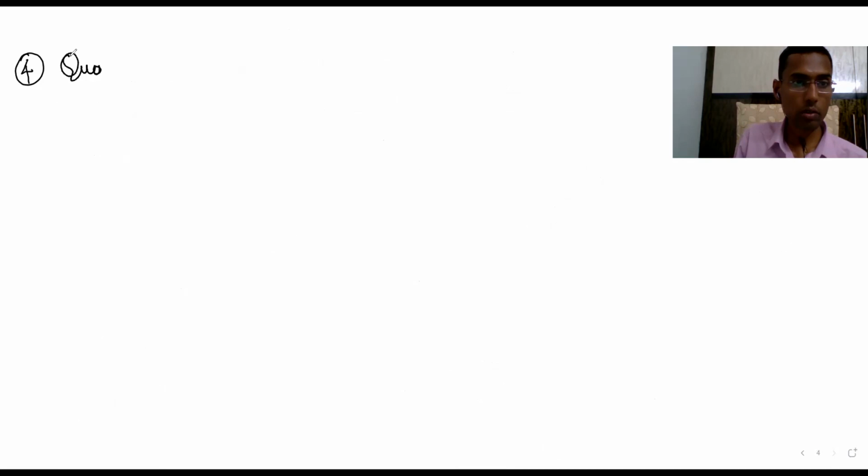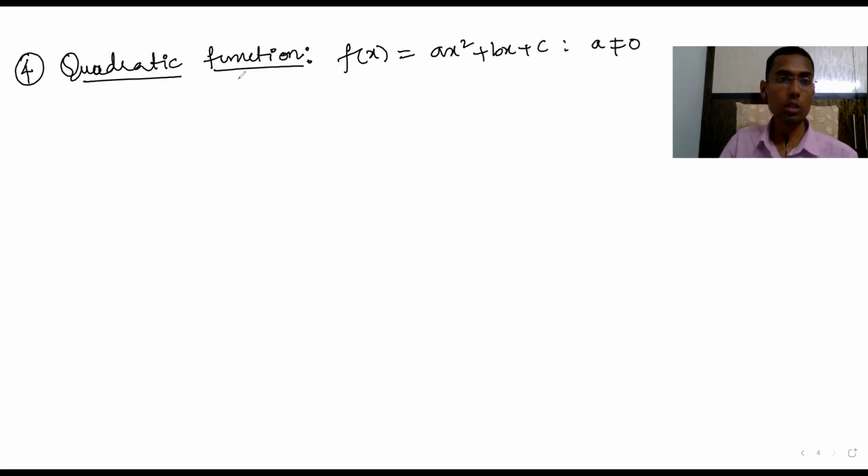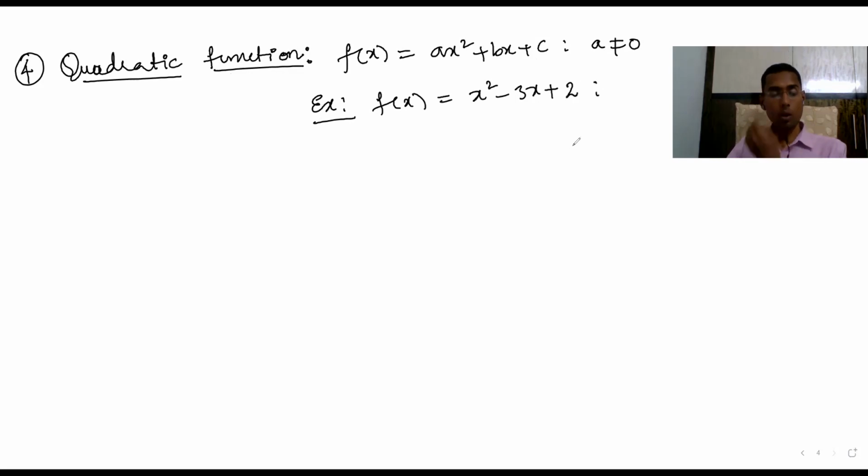Quadratic polynomial, or quadratic function. Because it's functions, I am writing just quadratic function. f of x equal to ax square plus bx plus c, where a not equal to 0, is called a quadratic function. For example, f of x equal to x square minus 3x plus 2. I am deliberately writing a simple function here. Domain, you know, is all real numbers. Range, I will tell you how to find it.